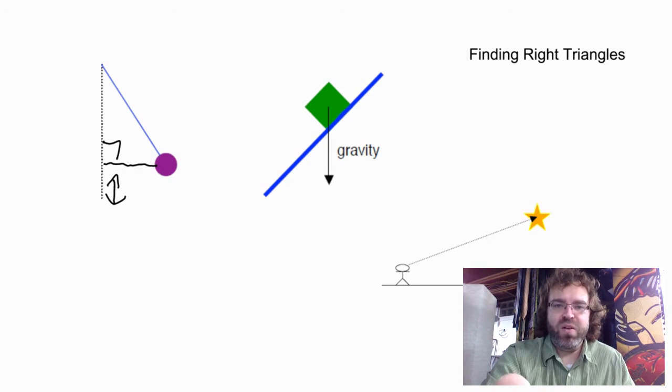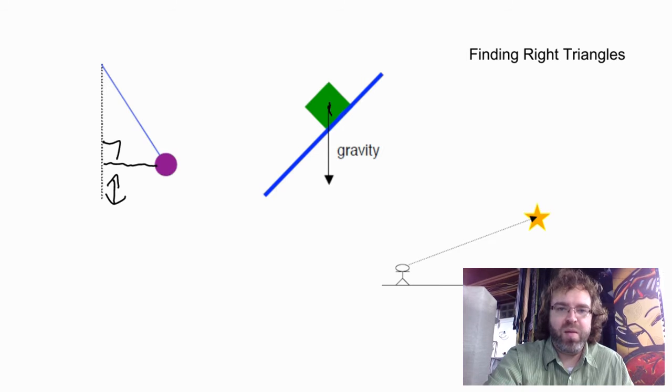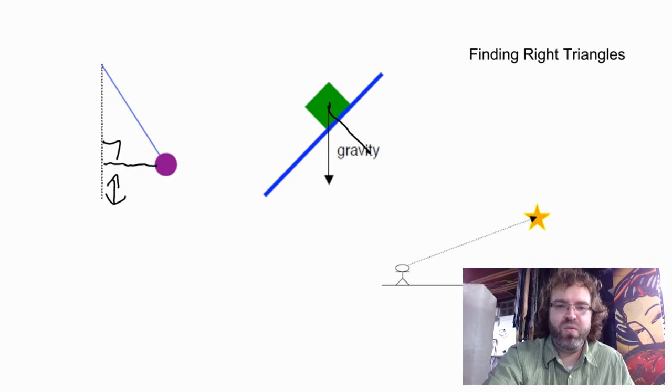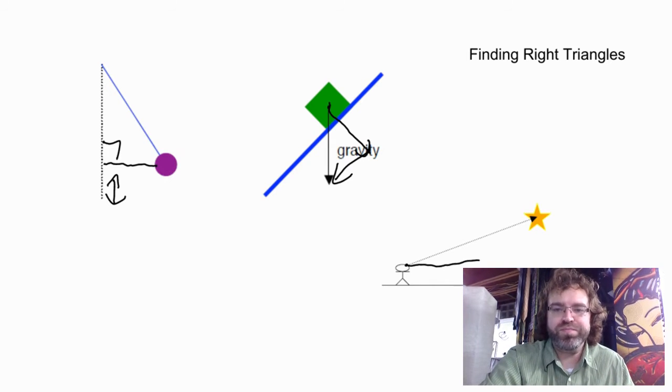If I have gravity pulling the box down this ramp, I might want to make a right triangle with that to figure out how much is going down the ramp and how much is going into the ramp. Again, when we're talking about friction, maybe that box is stationary and so friction is holding it on the ramp, or maybe it's starting to slide, who knows. But again, a right triangle is going to allow me to solve that problem.